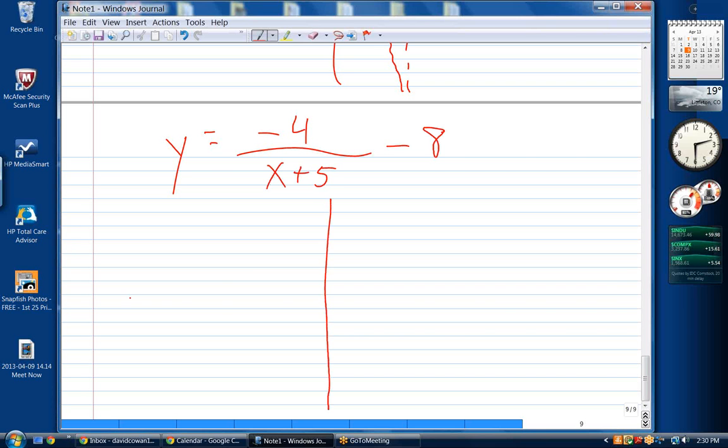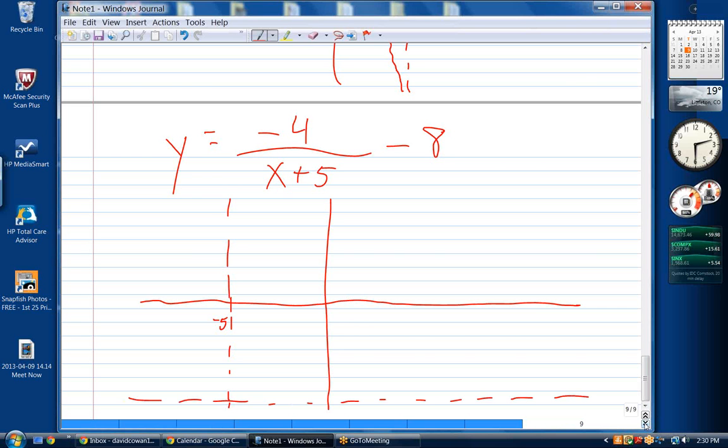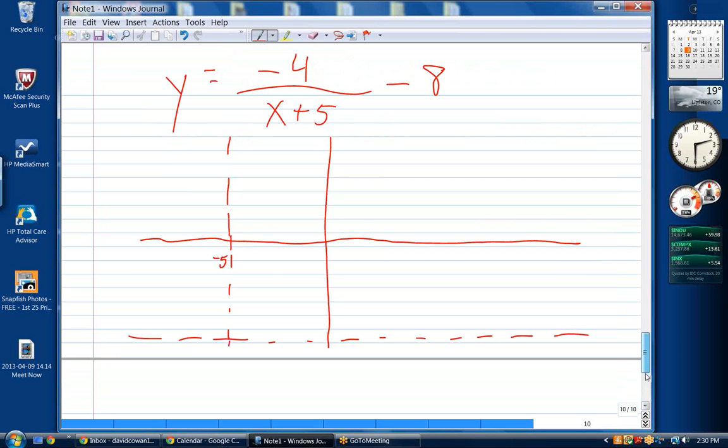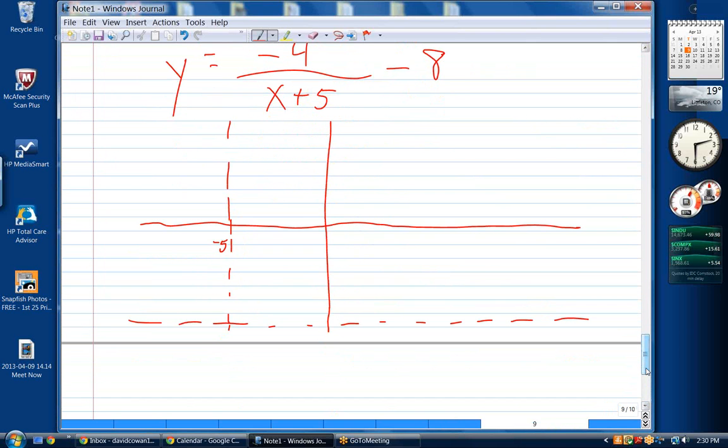Vertical asymptotes? X equals -5. Horizontal asymptote? Y equals -8. And which quadrants are we in? And by that I don't mean the quadrants with regards to the x and y axis, I mean the quadrants with regards to the asymptotes, which I don't have fully drawn on here. Let me pick it up there now. And this is at -8.